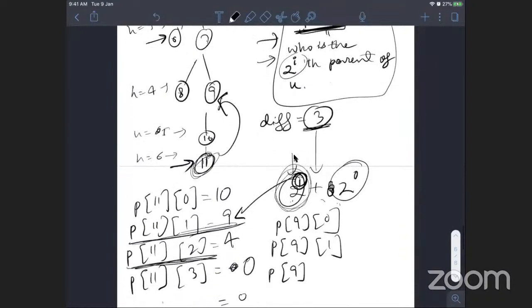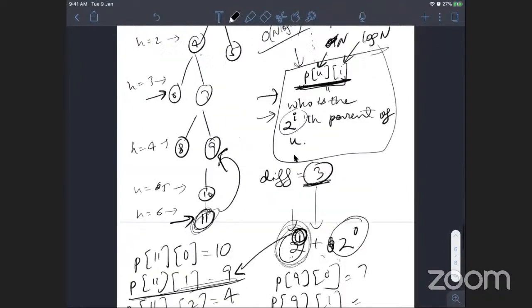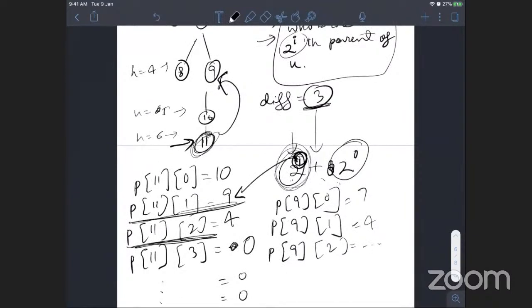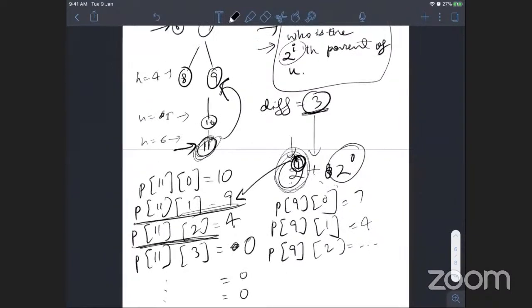So P90 will be 7, correct? And P91 will be, for example, 4, and so on. You can calculate all of these also if you want. Yeah, let me make sure.